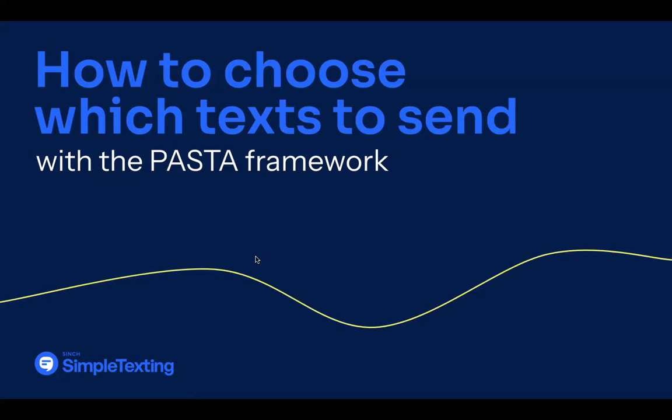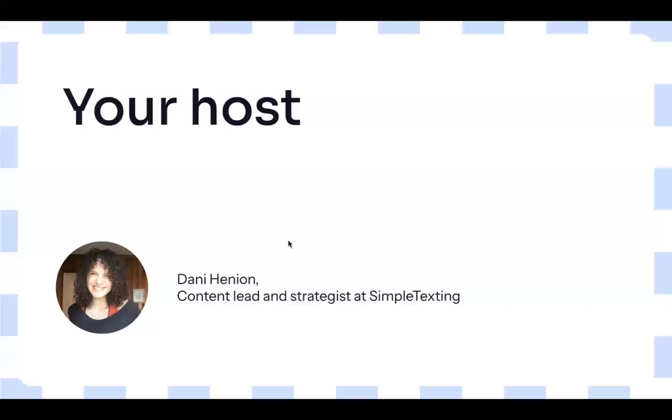So we are going to be talking about how to choose which types of text to send. And we're going to be using something called the PASTA framework, which I'll explain a little more shortly what that actually means.